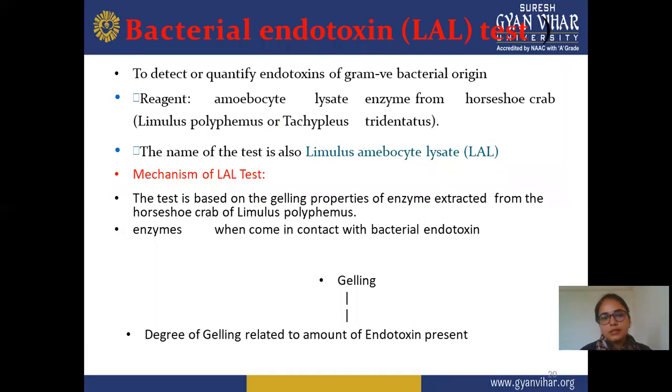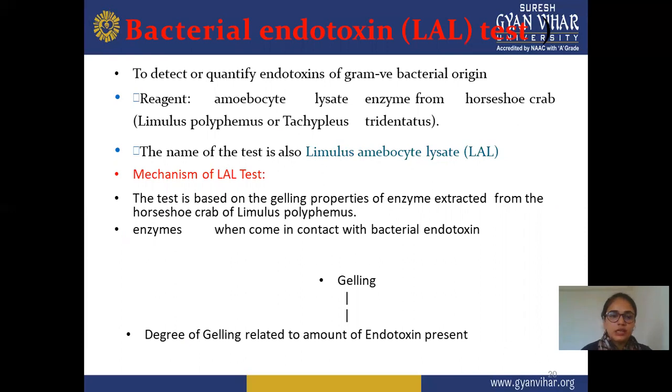Next test is the LAL test. This is the bacterial endotoxin test. In this, we detect or quantify endotoxin of gram-negative bacterial origin, and the reagent that you use for this is amoebocyte lysate, an enzyme from the horseshoe crab, that is Limulus polyphemus or Tachypleus tridentatus. So the horseshoe crab is used, and the collection of that enzyme is used for this test. And the name of the test, that's why I call it the LAL test, is Limulus amebocyte lysate.